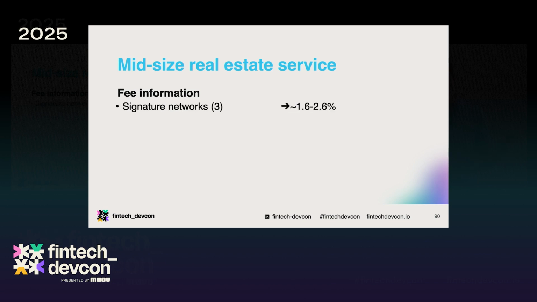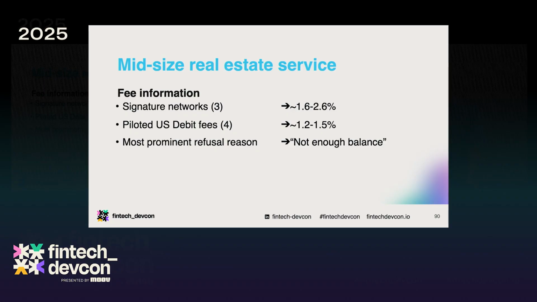So for their fee information, on signature networks, it's 1.6 to 2.6. And when they piloted with the US debits as an alternative, there was a significant drop, both on the lower and the higher end of the fees, about 1.2 to 1.5. Their most prominent refusal reason is not enough balance. But 99% of their shopper interaction is recurring payments.